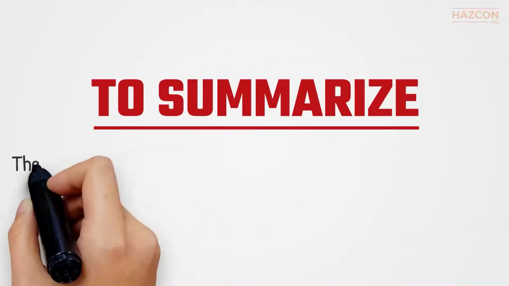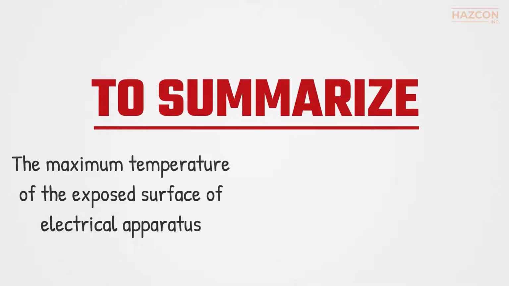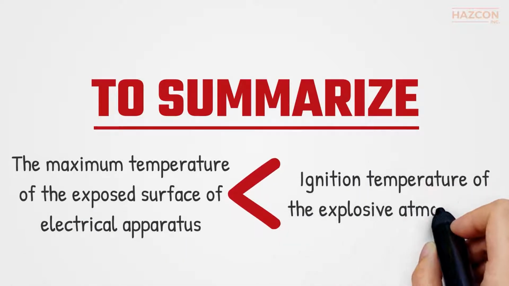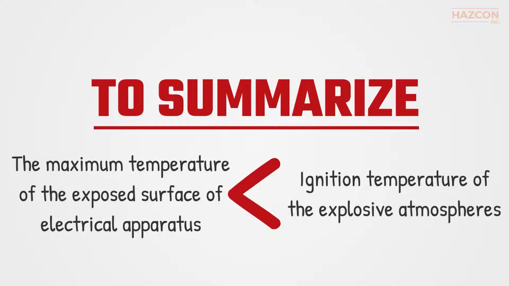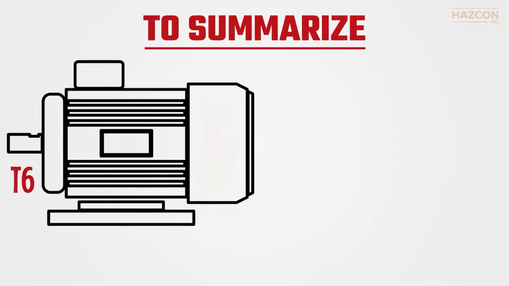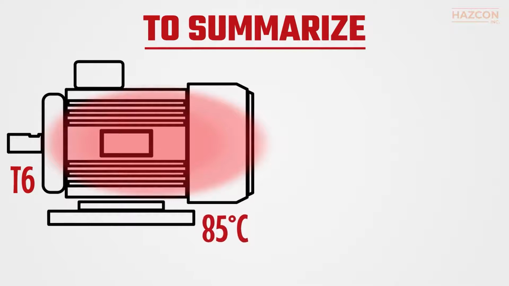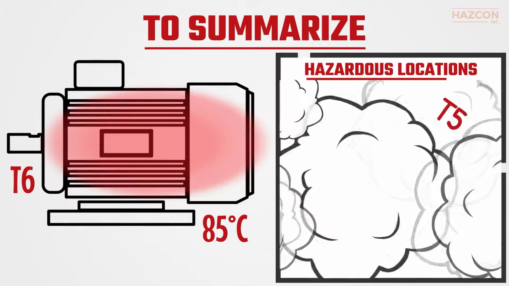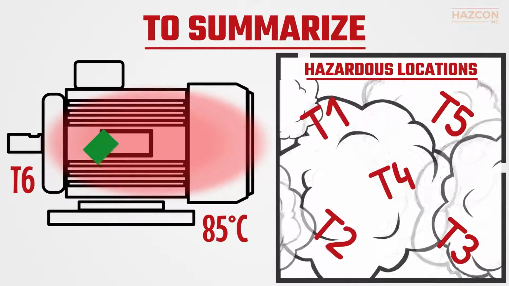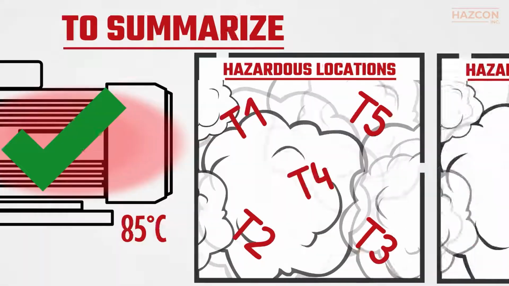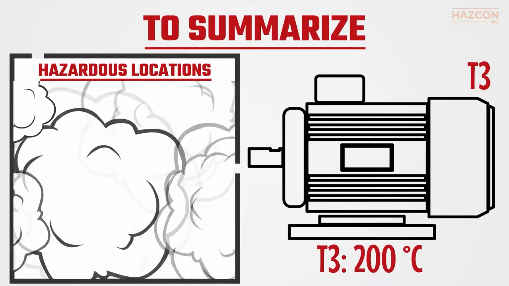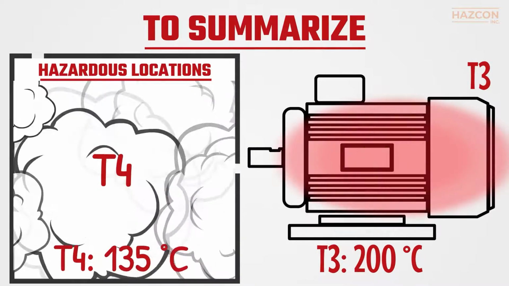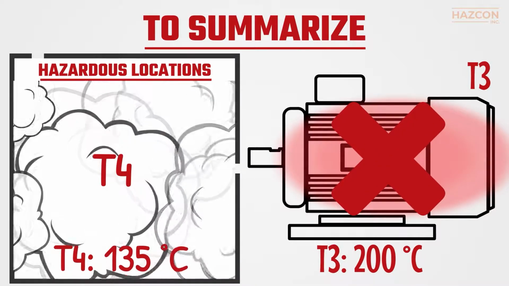To summarize, the maximum temperature of the exposed surface of electrical apparatus must always be lower than the ignition temperature of the explosive atmospheres where it is to be used. All equipment with a T6 rating which has a maximum surface temperature of 85 degrees Celsius can be also used in T5, T4, T3, T2 and T1 environments. But if a hazardous location application requires a T4 rated device, a T3 rated product will not be suitable.